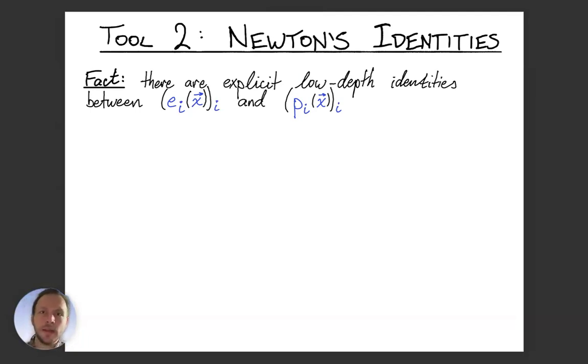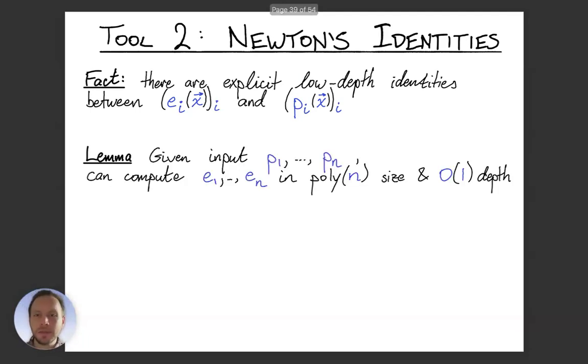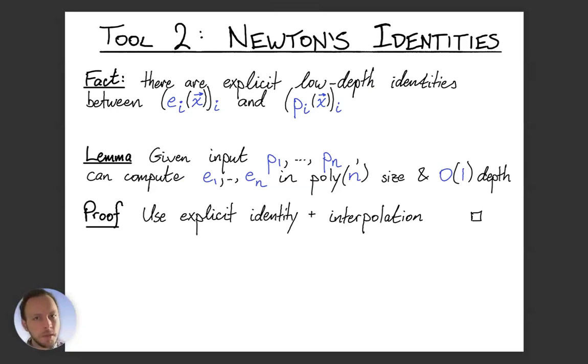It's a fact that I don't want to explain in great detail here that there are explicit low-depth identities that relate the elementary symmetric functions and the power sum polynomials. Now, using this fact, you can design circuits that do something interesting. They convert between these bases in very low depth and in small size. So for example, if you're given as input the power sum polynomials, you can from those compute the elementary symmetric polynomials in polynomial size and in constant depth. And the way you design this circuit is you use one of these explicit identities and you apply polynomial interpolation.